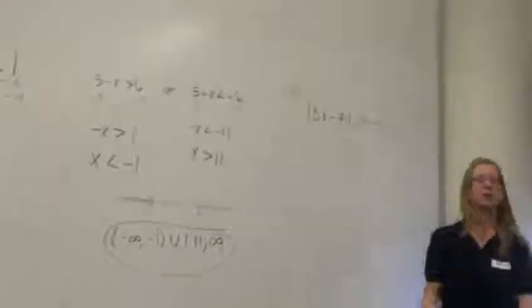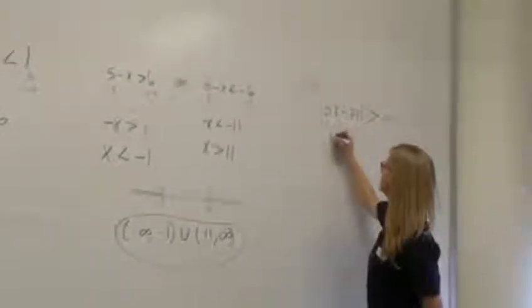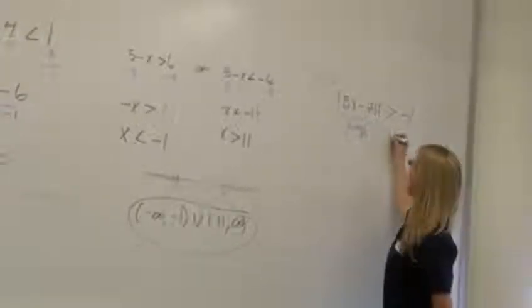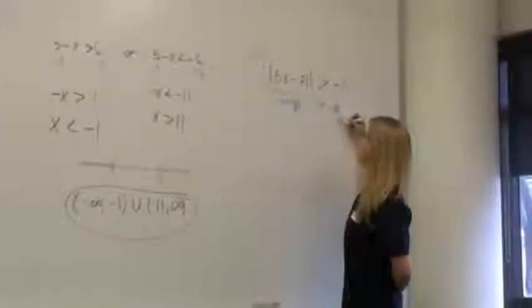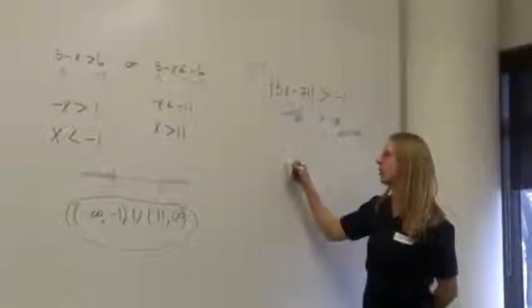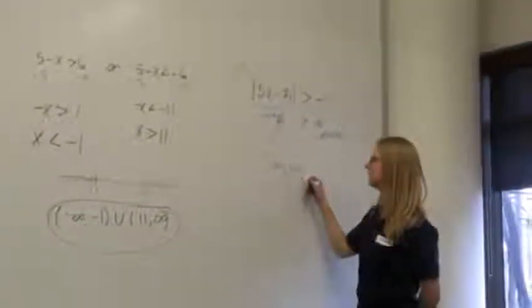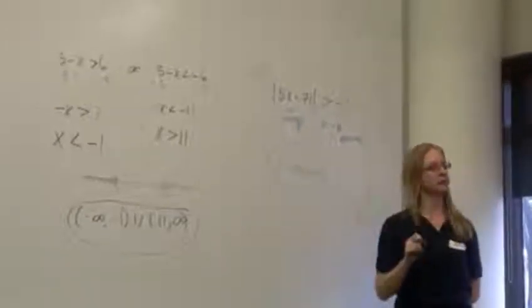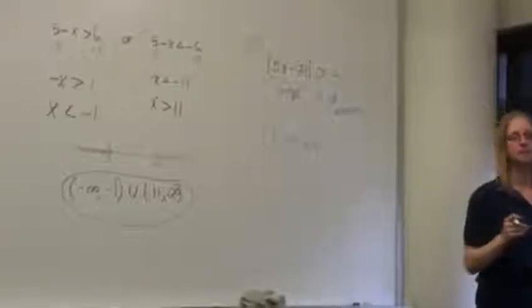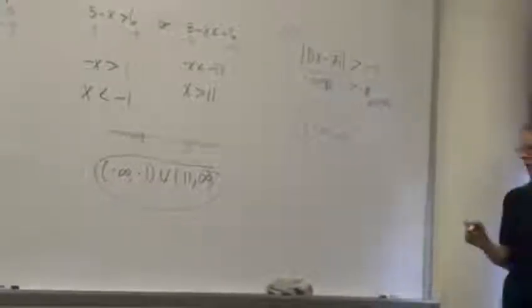Again, let's write that down. This is always positive, and that will always be bigger than a negative number. That is always true, right? So that means it's all real numbers. A lot less work, right? You got to pay attention to those ones. Those ones are tricky. Are there questions on that? It's a good one. I like that one.